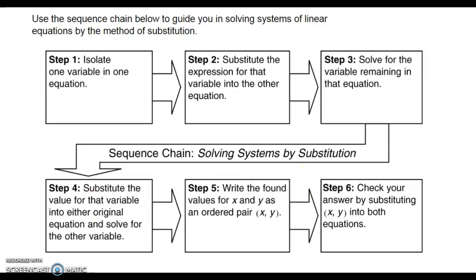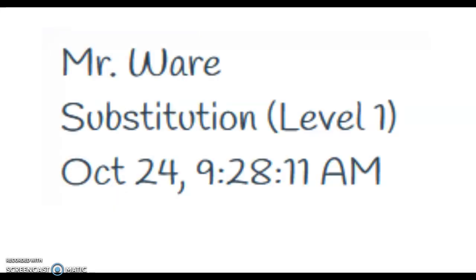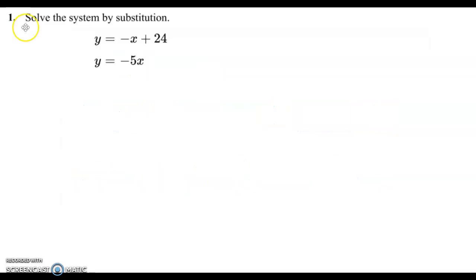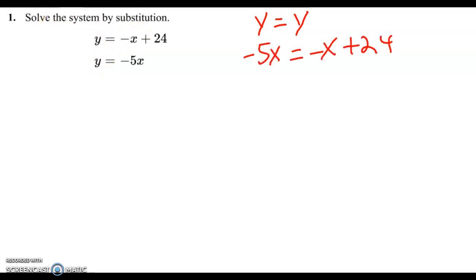Okay, so let's look at an example. And this is level 1 on Delta Math. Okay, here we're going to solve the system by substitution. We know that both of these are equal to y, so I can set these equal to each other. So I have negative 5x is equal to negative x plus 24. I made sure I put the negative x plus 24 on the right, so that way I know when I move my variable, it will come to the left. I can have a number on the right. But now I'm just going to solve this.